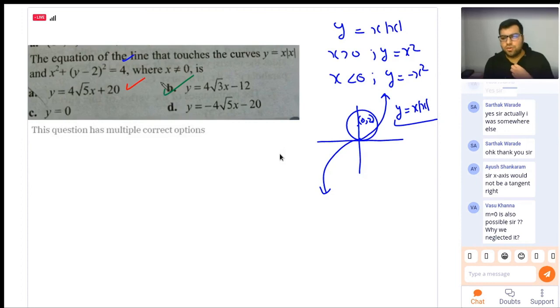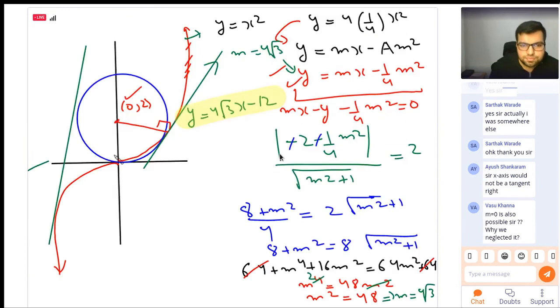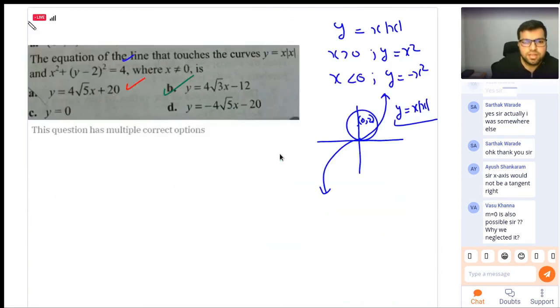Is m equal to 0 possible, sir? Why did we neglect it? See, when m is 0, this becomes y equals 0. Correct, right, Vasu? My mistake. So y equals 0. In fact, that is also a common tangent to both of them. There will be 3 options correct. So here y equals 0 is also correct.